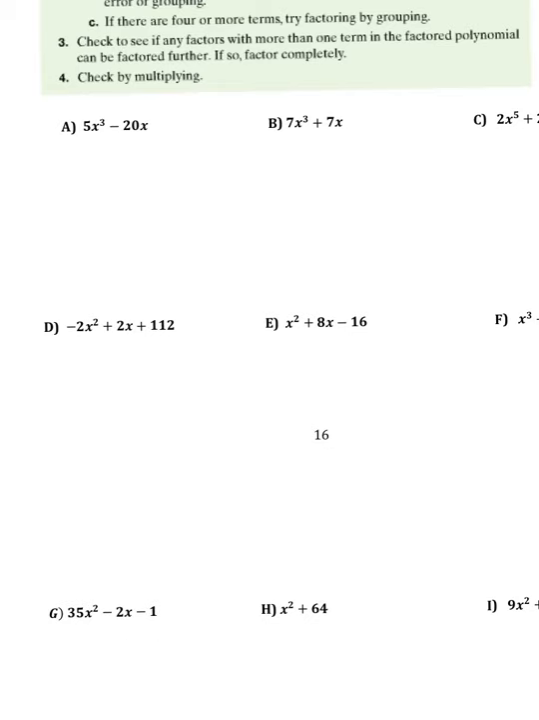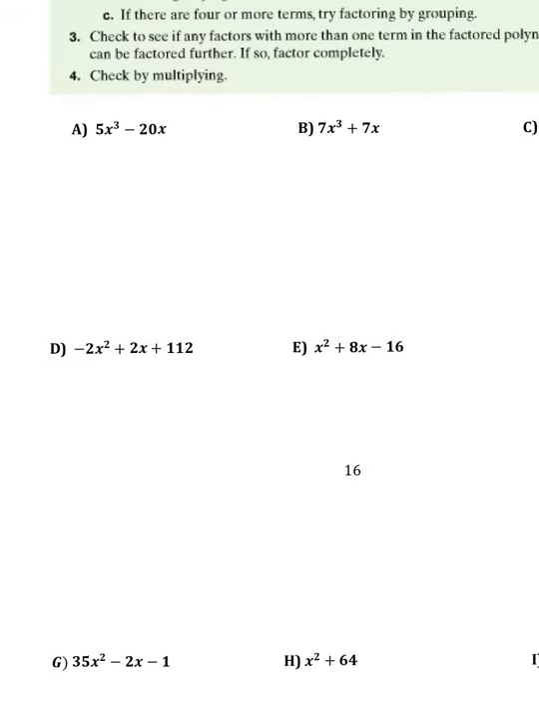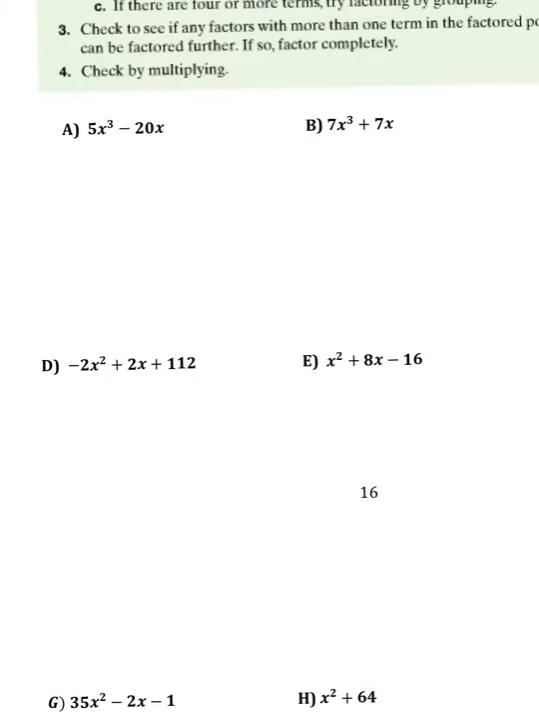As we're looking at these problems, we notice that in letter A, you see an x cubed. You may be tempted right away to think, oh, this is a difference of perfect cubes. But when I look at the 5 and the 20, I recognize those are not perfect cubes. So we need to back up and ask ourselves if there's a GCF. And in this problem, there is a GCF. It's 5x. When we pull the 5x out, we are left with x squared minus 4.